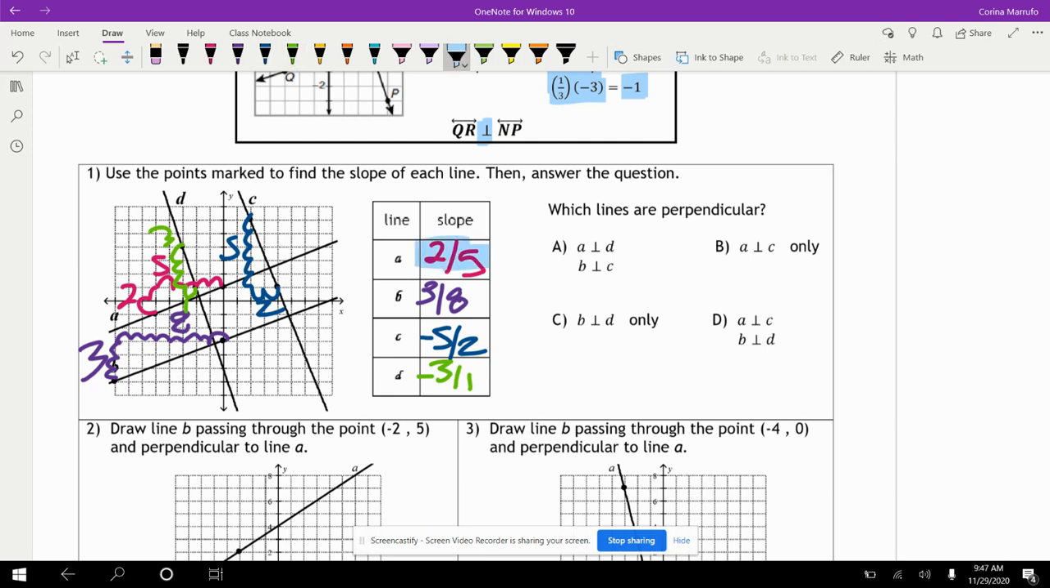So when we are looking for opposite reciprocals, we're looking for a fraction to be flipped. So if we look here, 2/5, the fraction flip would be 5/2. And we need to make sure that one is positive and one is negative. So that means that A is perpendicular to C. And that's the only one, because 3/8 and 3/1, those are not opposite reciprocals of each other.